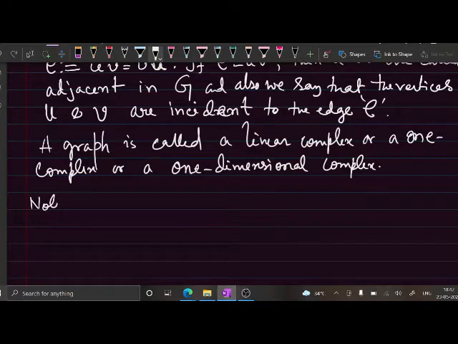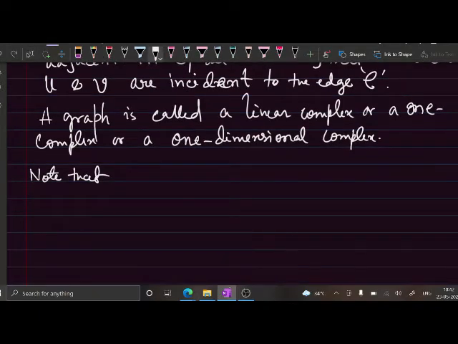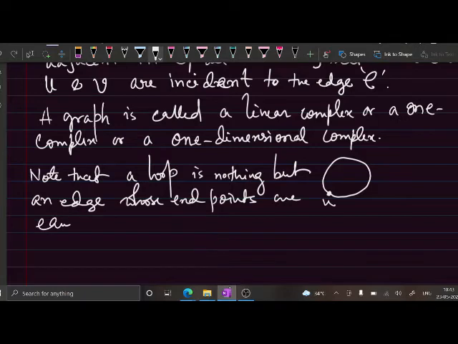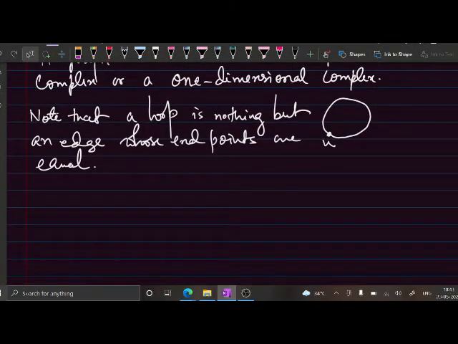Now note that you may come across some situation in a graph where an edge has endpoints that are equal. That is, you may start from some vertex and end up at the same point. Suppose this is your vertex U. So this kind of edge is called a loop. So note that a loop is nothing but an edge whose endpoints are equal.